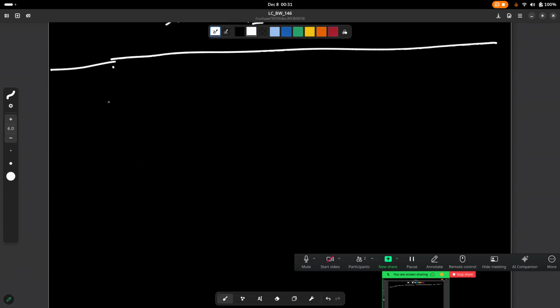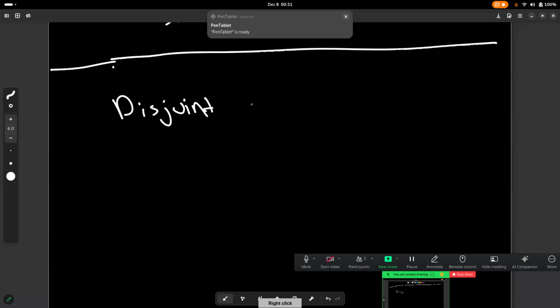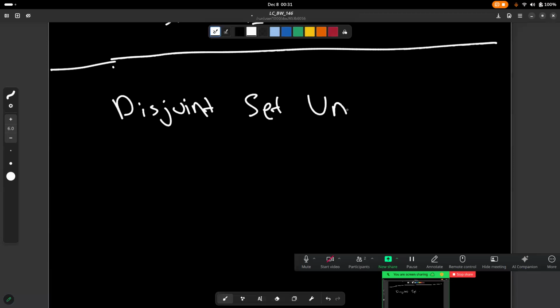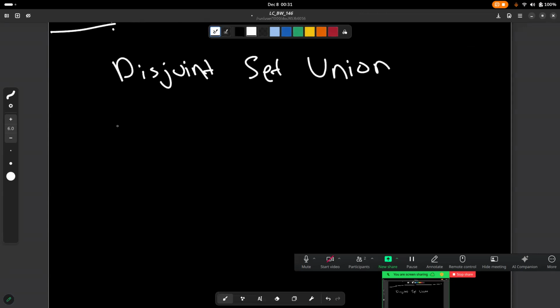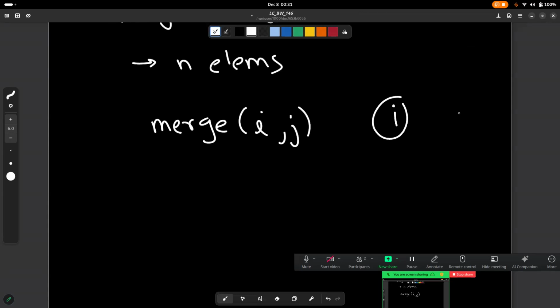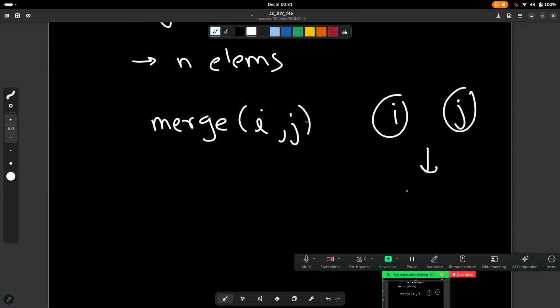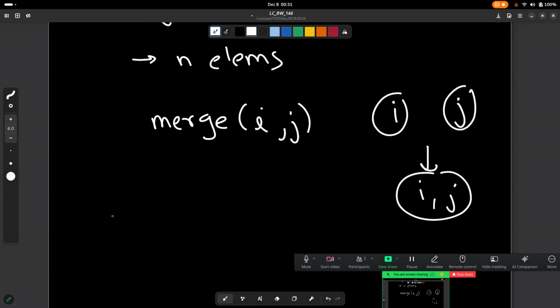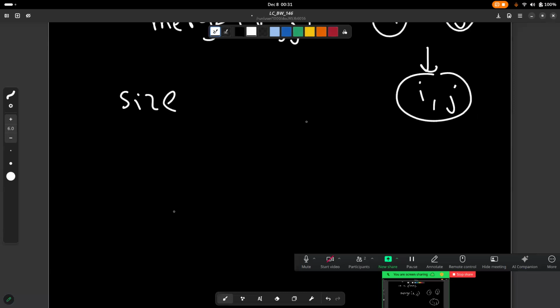But what I have done in my code is I've used something called disjoint set union, DSU. How it works will be a bit too long right now, but basically what it allows you to do is you can have n elements, and you can merge two elements i and j. Basically, initially i was in this component, j was in this component, then DSU allows you to merge i and j into one component and get the size of the DSU.